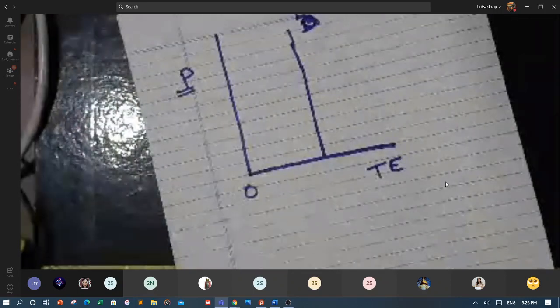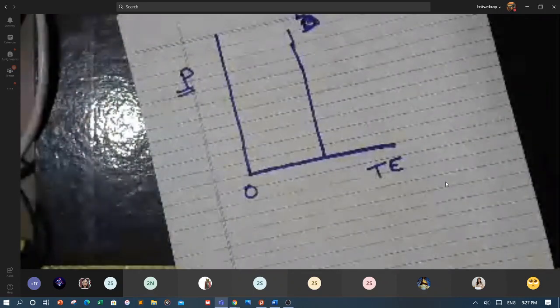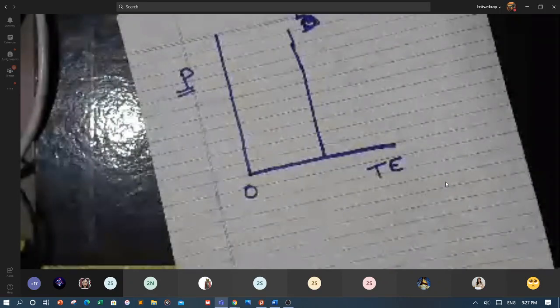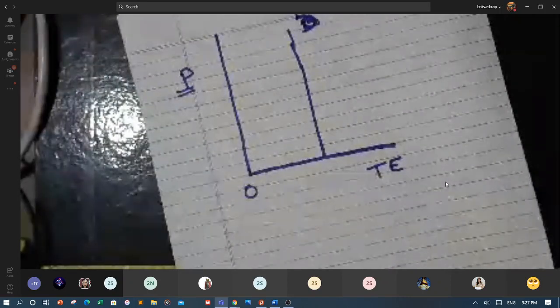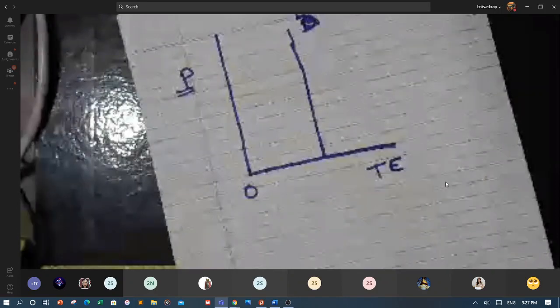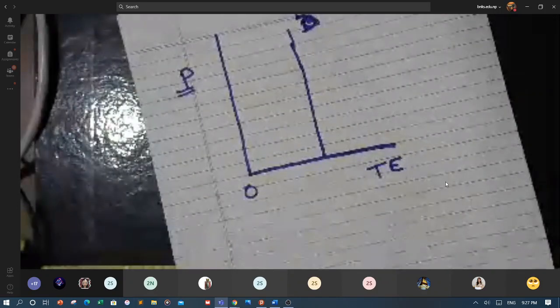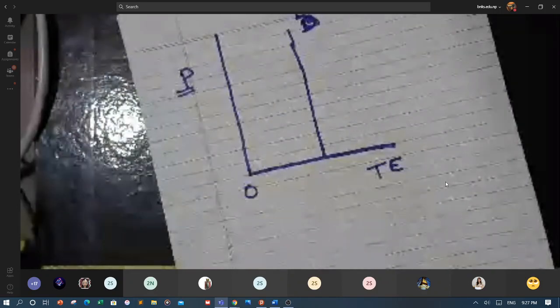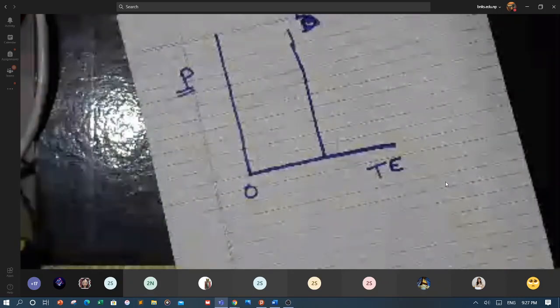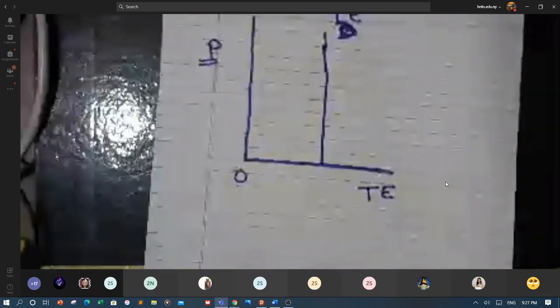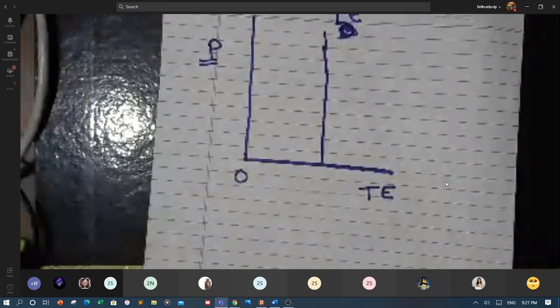According to the figure, you check. Everybody, I'm asking: what type of good is it? What type of elasticity does the good have? The figure that I have drawn, what type of elasticity does it have?